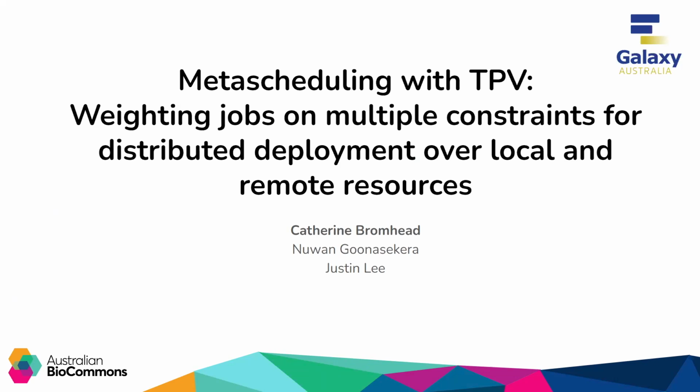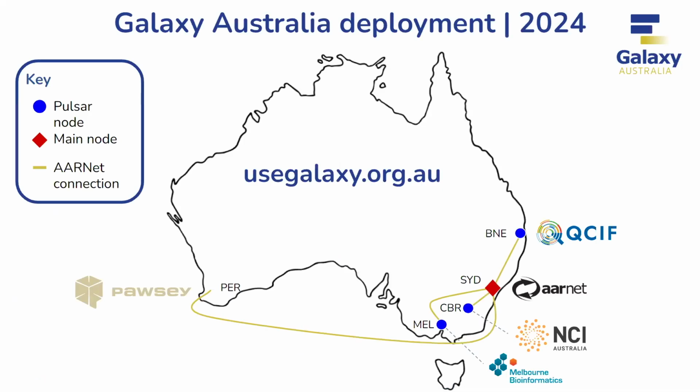I'm going to tell a story about how we've hopefully improved the scheduling of jobs on Galaxy Australia to destinations near and far. So this is Galaxy Australia's deployment at the moment. It's concentrated in the southeastern corner. Our head node is in Sydney, and we have our main Pulsar runners in Brisbane and in Melbourne.